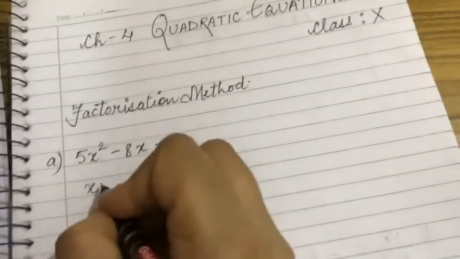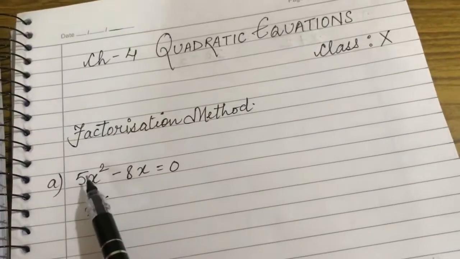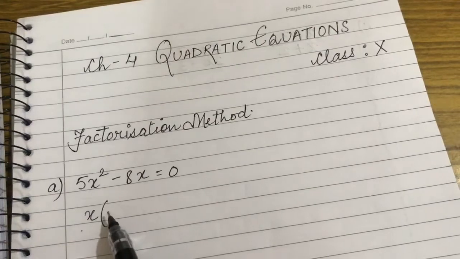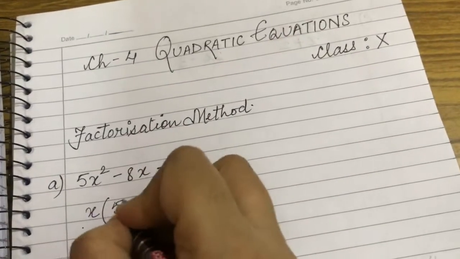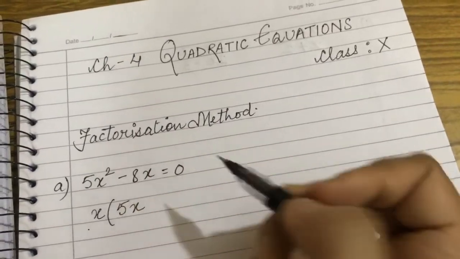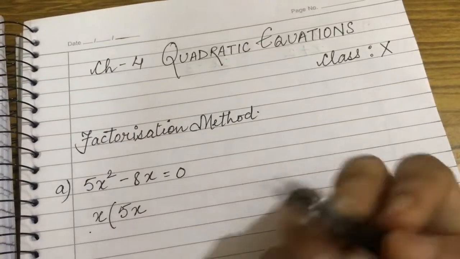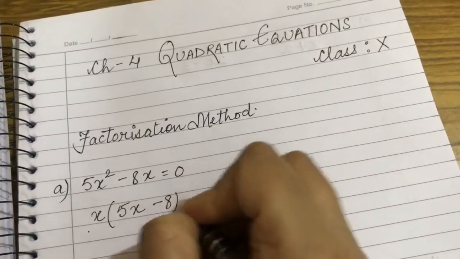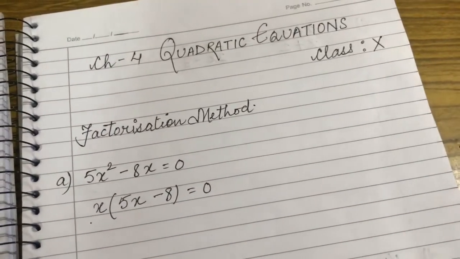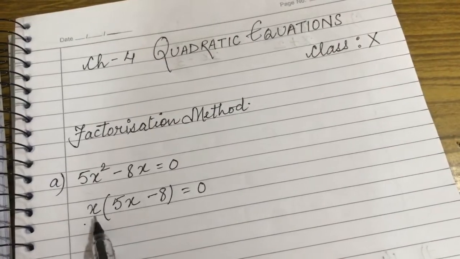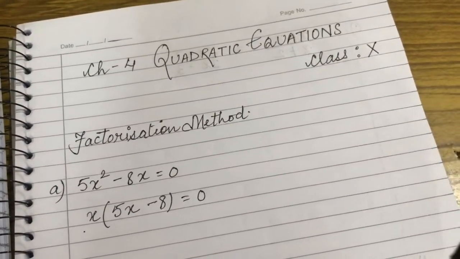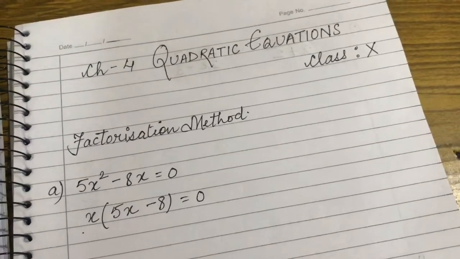Now what will be left inside? Out of this 5x square, x has come out, so 5 will be left and x will be left. Now out of this minus 8x, x has already come out, so only minus 8 will be left, is equal to 0. Now to find the roots of this equation, we will put both factors equal to 0 and we will find the value of x in order to find the roots of the given equation.